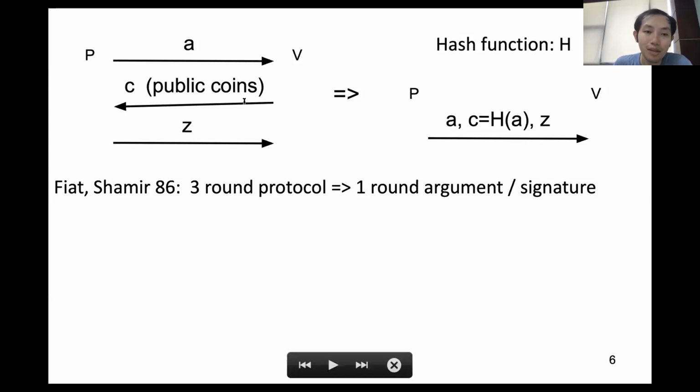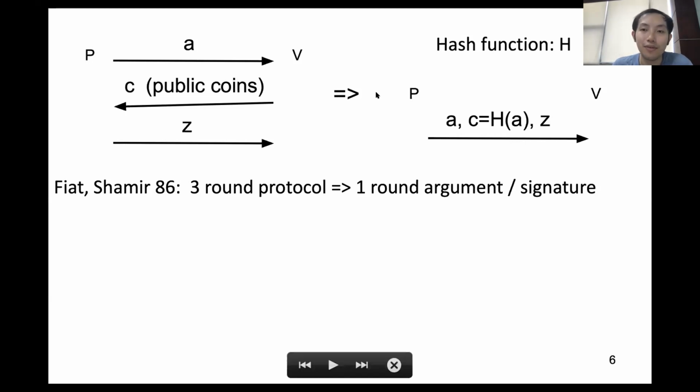So the idea of Fiat-Shamir is the following. If you have a very, very good hash function, here very, very good means the hash function is purely cryptographic. And if you hash down any string, it will give you a random looking output. So this is the rough definition of a very, very good hash function.